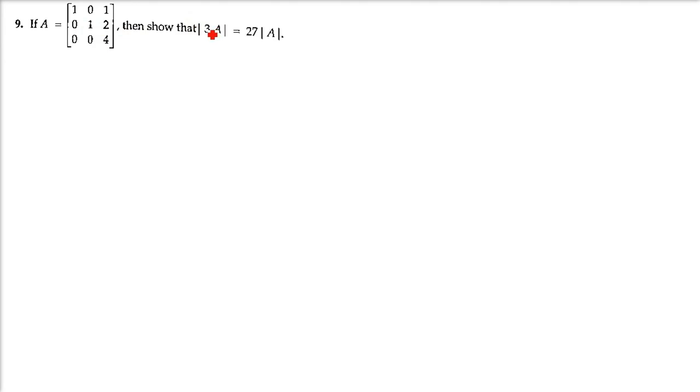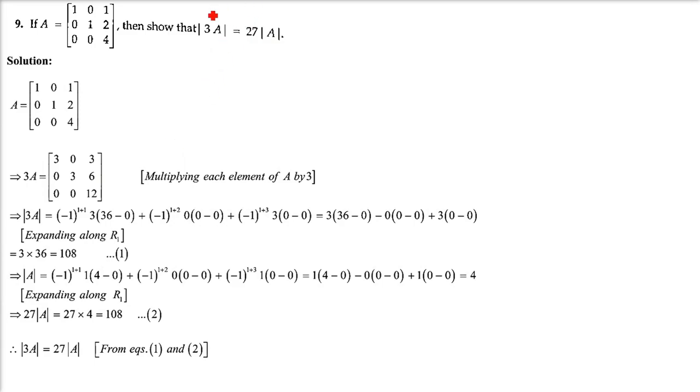Next one is 3 into A, that is multiply a scalar 3 with this matrix and find out the determinant, or find out the determinant of this matrix and multiply it by 27, whether they both are equal or not. So we'll multiply 3 with each of them. When we multiply a scalar, it will be multiplied with each and every element of the matrix, right? So this 3 3 is 9, 9 3 is 27, 9 3 is 27. That is how it comes.